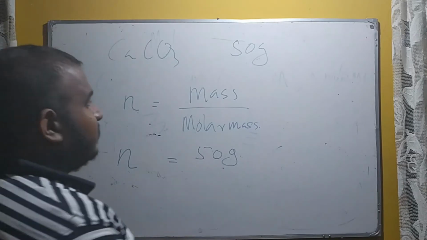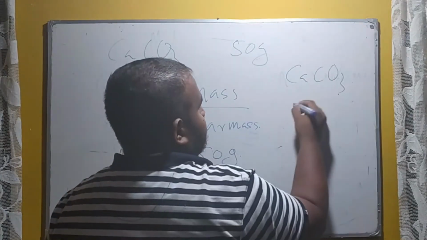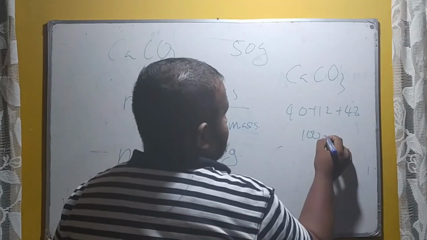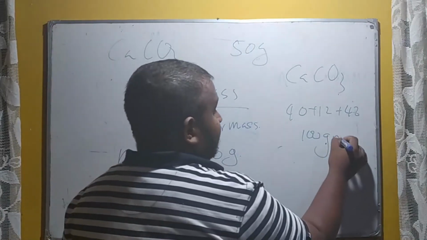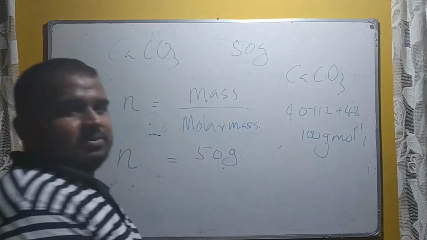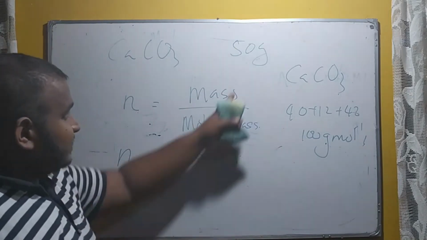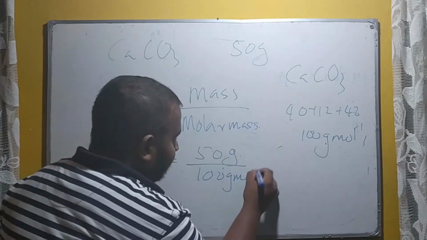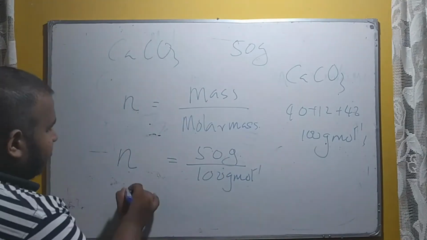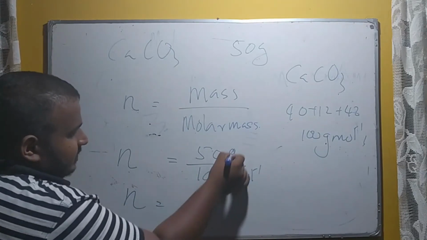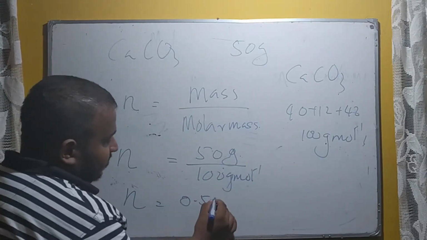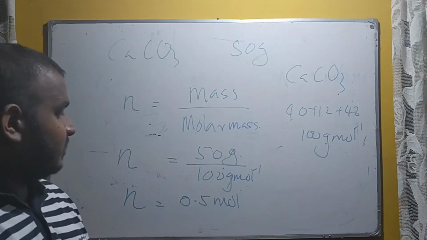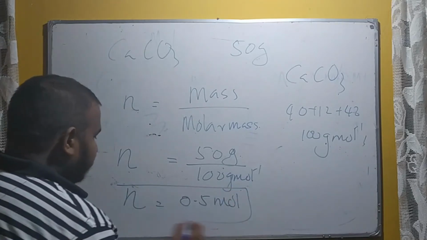Now calcium carbonate. What is the molar mass of calcium carbonate? 40 plus 12 plus 48, that is 100. The molar mass is 100 gram mole minus 1. So the given mass is 50 gram divided by 100 gram mole minus 1. The grams will cancel, the answer will be 0.5, and mole minus 1 goes up, resulting in mole. So the answer is 0.5 mole.